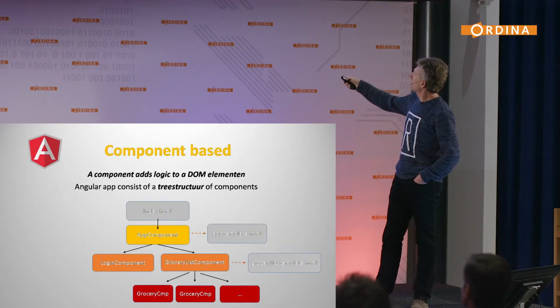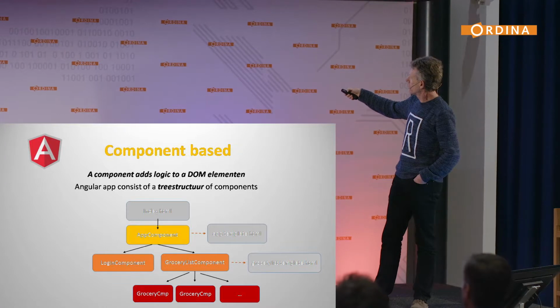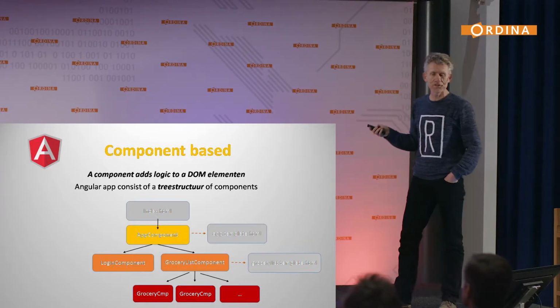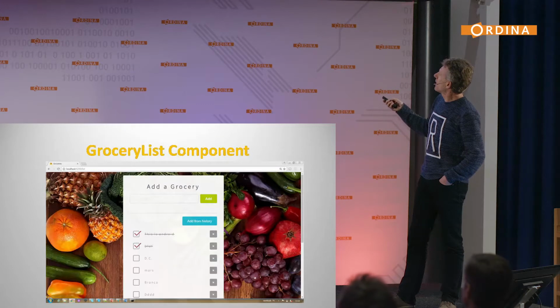The index HTML is of course the parent of the app component, and the app component consists of these two components. Here you see an example of the grocery list, with which you can add and remove groceries.